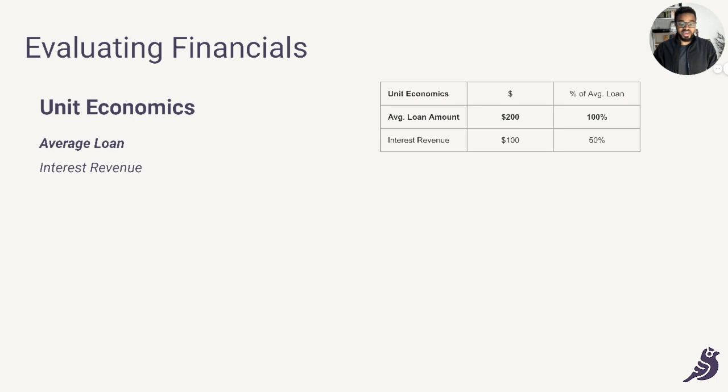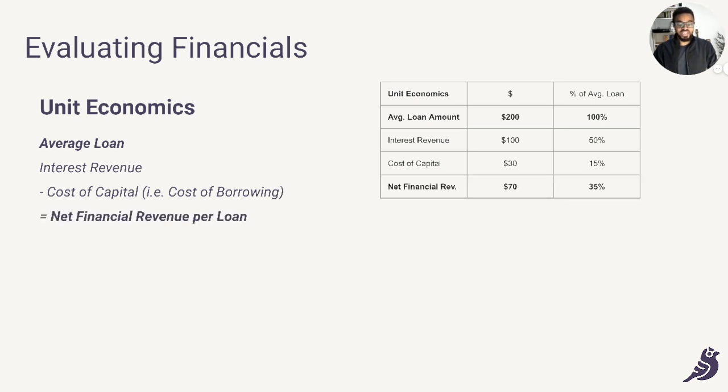Next, we try to understand how much it costs the company to borrow this $200 that it loans out. In other words, what is the cost of capital? Let's say this number is $30 or 15%. This means that the net financial revenue per loan is $70 or 35% of the average loan value.